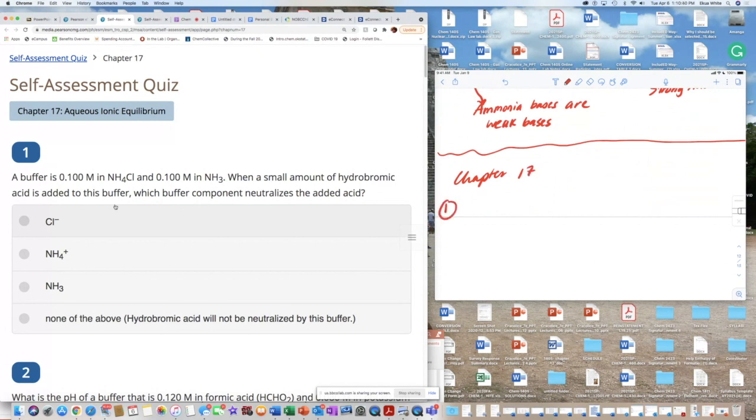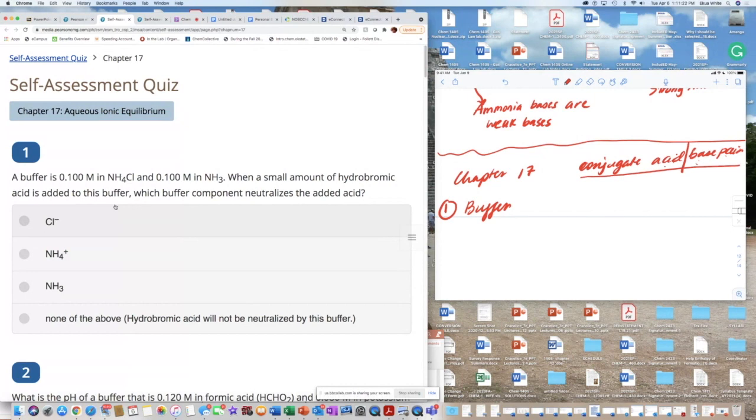Number 1, we're told we have a buffer. It helps to have the word buffer, but if they don't say you have a buffer, this is one of the ways you can tell you have a buffer. In a buffer, you tend to have the conjugate acid-base pair, and in those questions, they tend to give you the concentration of the conjugate acid and the base.